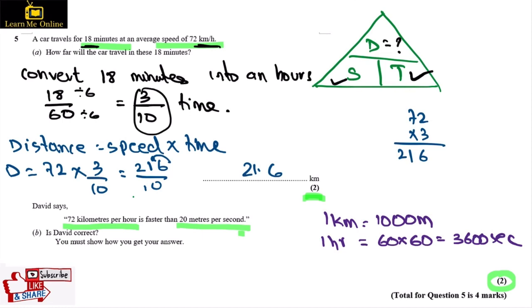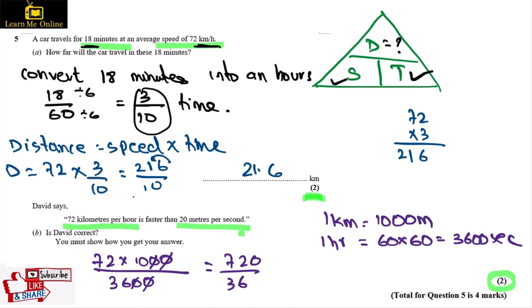Converting 72 kilometers per hour: 72 times 1,000, because we are going from kilometers to meters, and because we are going from hours to seconds, we divide by 3,600. We simplify them. The 2 zeros in the denominator cancel with the 2 zeros on the top, and then we have 720 divided by 36. We simplify it more, and then we compare them.